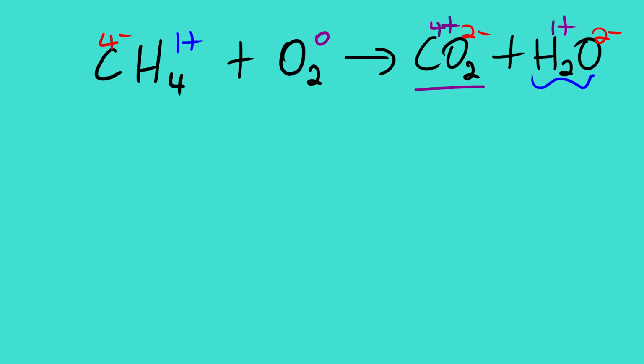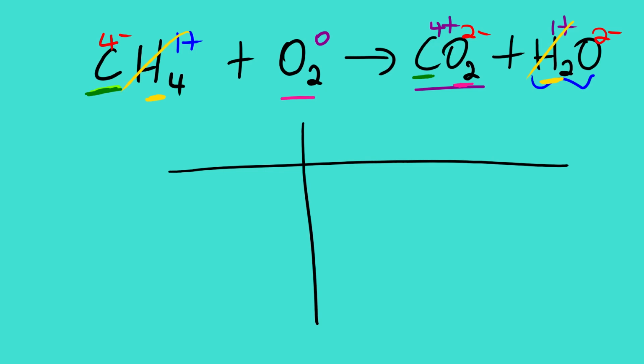Now we need to compare. Looking at the reactant side, we can see the oxidation number of carbon is 4-, and then on the product side we have 4+. We look at hydrogen, it's 1+, still remained 1+, so this we cannot compare. Now we look at oxygen, it's 0 to 2-. So you can see that we are going to compare two elements, carbon and oxygen.